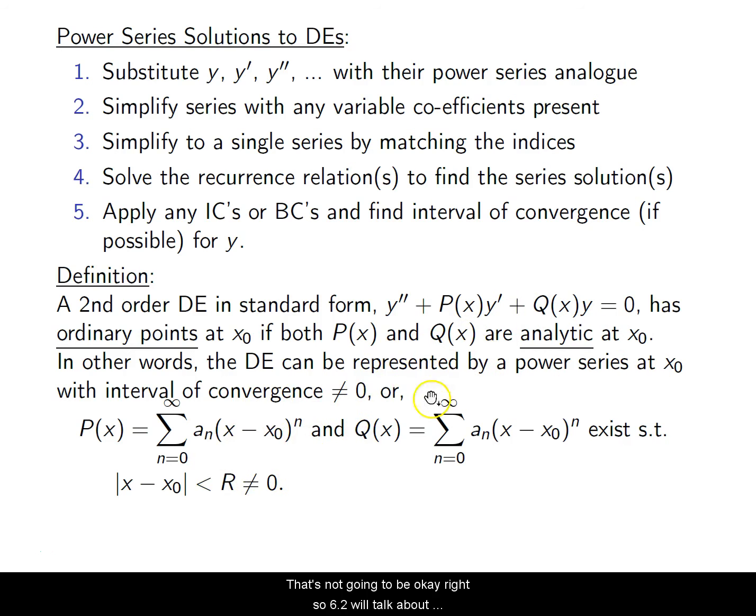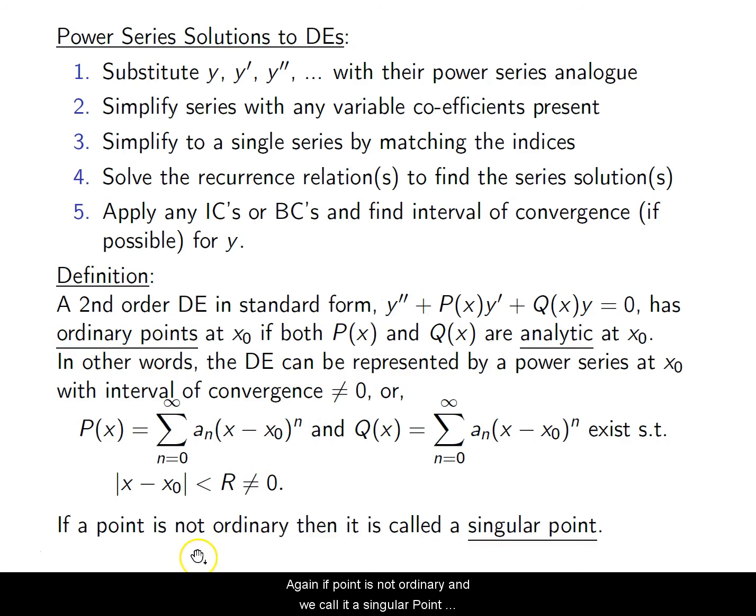So in 6.2, we'll talk about how we deal with points that are not ordinary. Right now, we're only dealing with ordinary points. Again, if a point is not ordinary, then we call it a singular point, okay? If you're in my linear algebra class, singular values have kind of the same connotation here, right? So a singular matrix is going to be a matrix that you can't invert, right? So a singular point is something that is going to be difficult for us to work with. Okay, so let's get into an example.